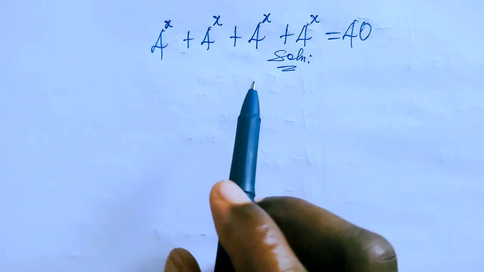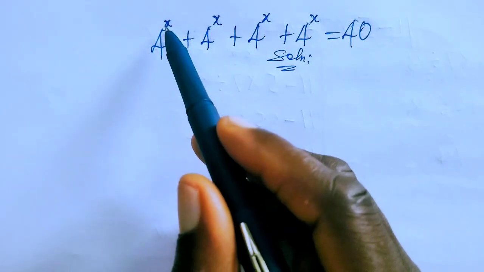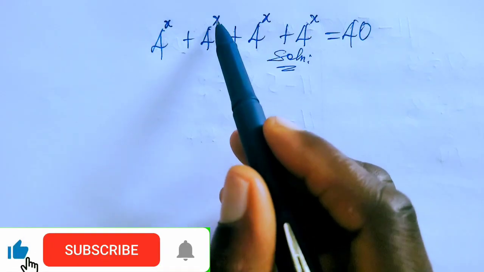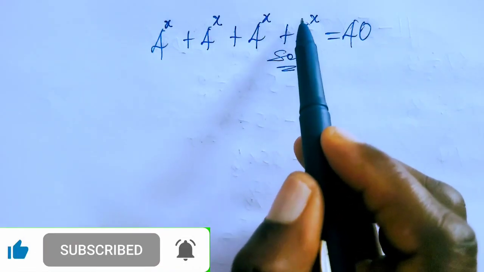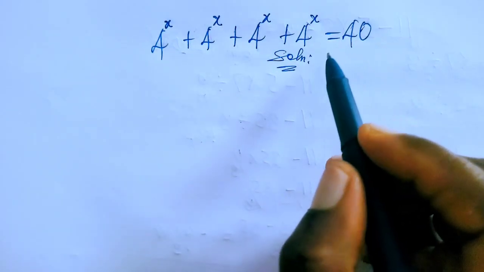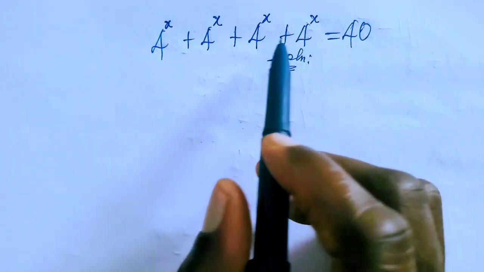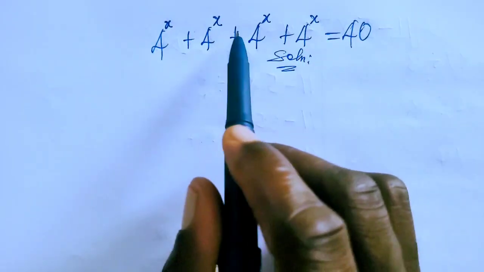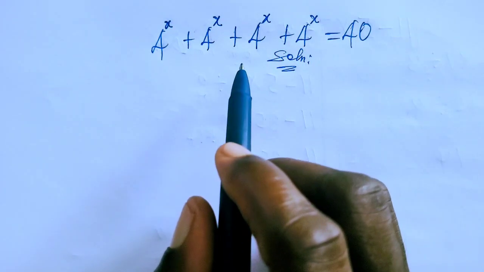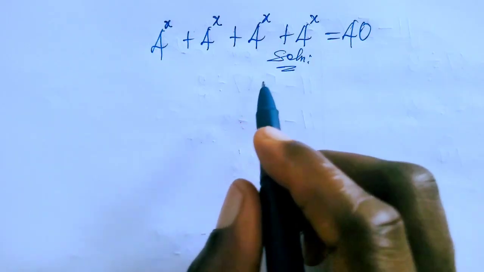In this video, I'm going to teach you how to solve this interesting Maths Olympiad exponential equation right here before us. We have 4 to the power of x plus 4 to the power of x plus 4 to the power of x plus 4 to the power of x equals 40. Here we have to find the value of x that will satisfy this given equation. Now, we have a solution.